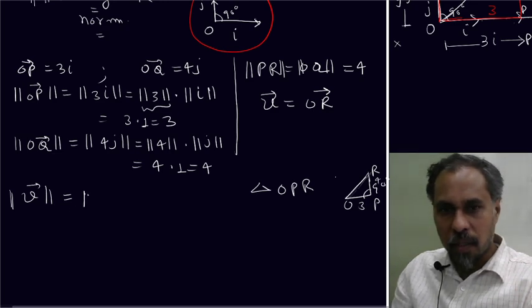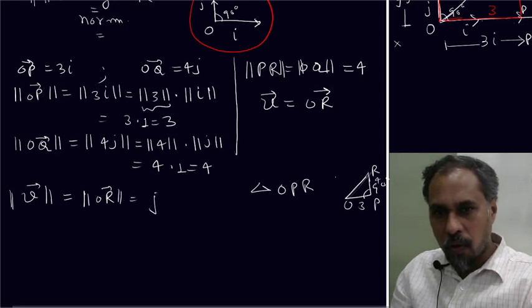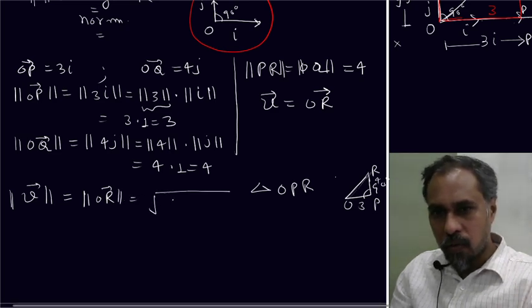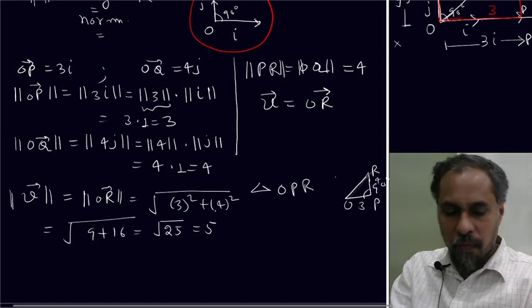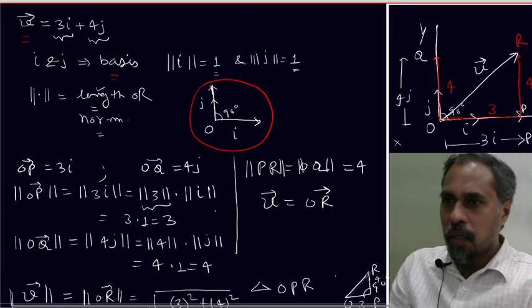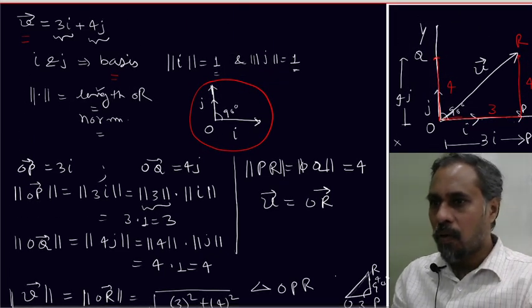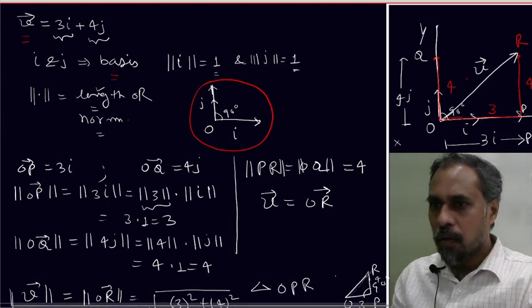That is nothing but the length of OR. So it is the square root of 3 squared, base squared, plus 4 squared, perpendicular squared. It means the square root of 9 plus 16, that is the square root of 25, that is 5. Fine enough. I calculated the length, or norm, of the vector V, that is nothing but 5.